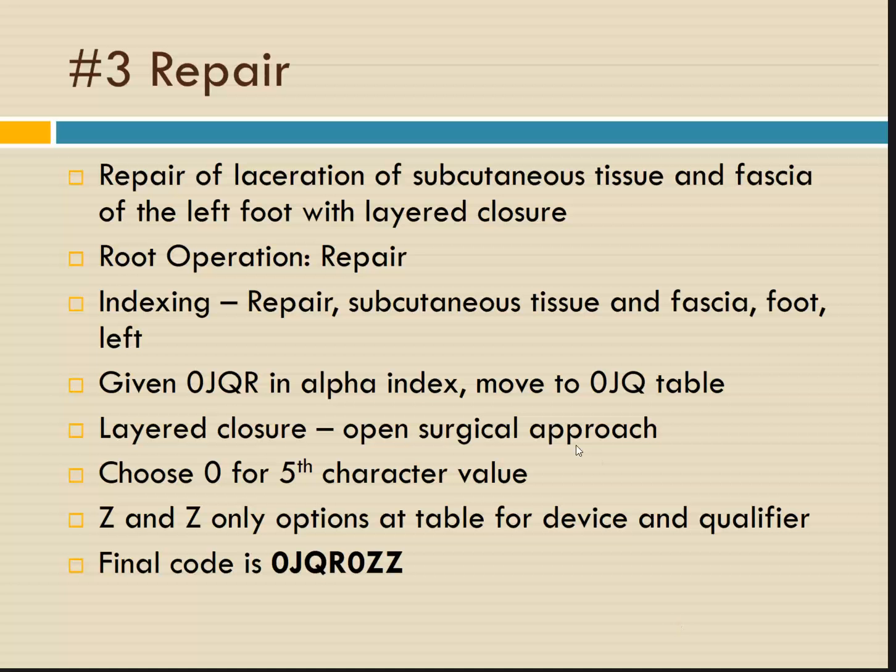We already have our body part value from the alpha, which was R. It's noted that the physician had to close this repair in layers. We also know anatomically that to get down into the subcutaneous tissue, the physician had to go through the epidermis and the dermis. So we can presume, based on this very short piece of clinical information, that this was an open surgical approach. We choose 0 for that 5th character value. Then as we move across the row, the only 2 options for device and qualifier are Z and Z. So our final code is 0JQR0ZZ.